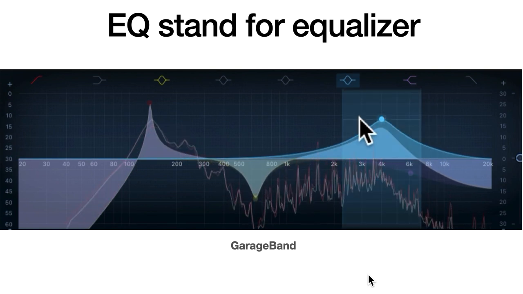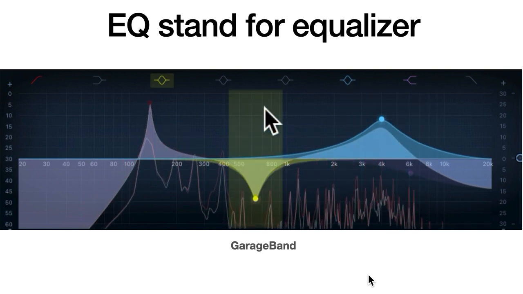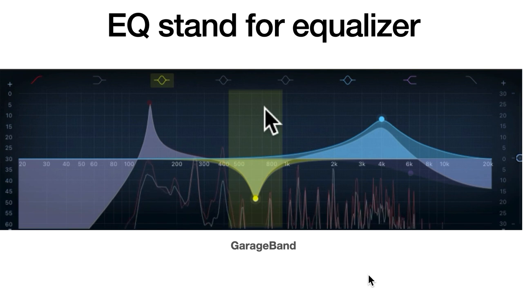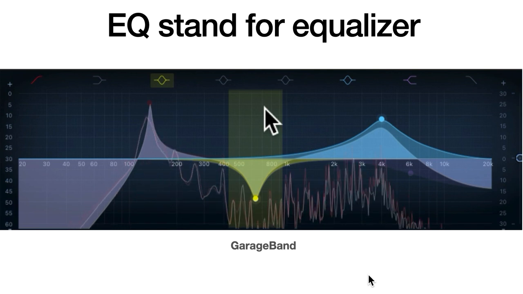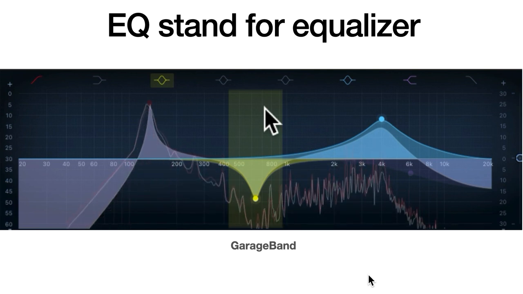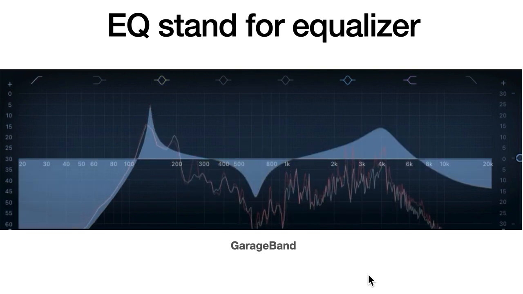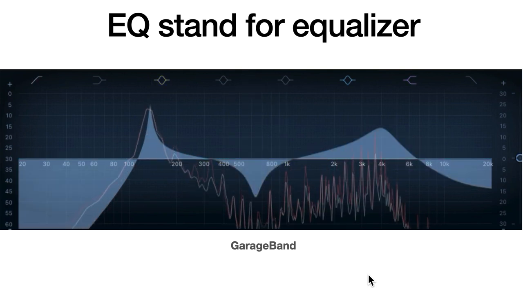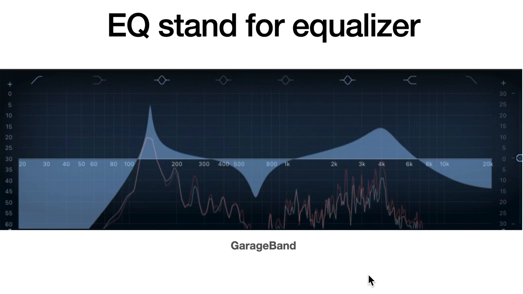So I can shape or sculpt, and I can emphasize or de-emphasize certain frequencies to bring out certain instruments, or maybe to highlight the singer above the rest of the band. So that's what EQ is all about, changing the frequencies of the sound.